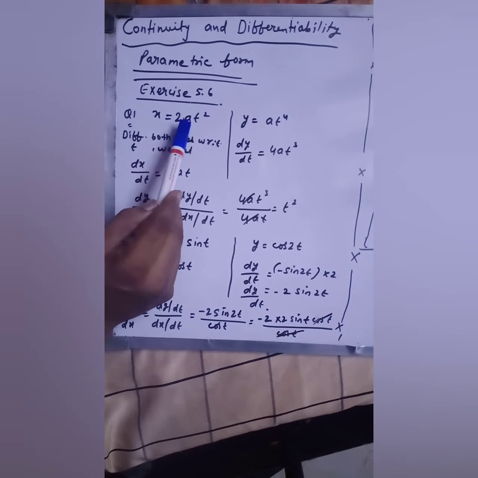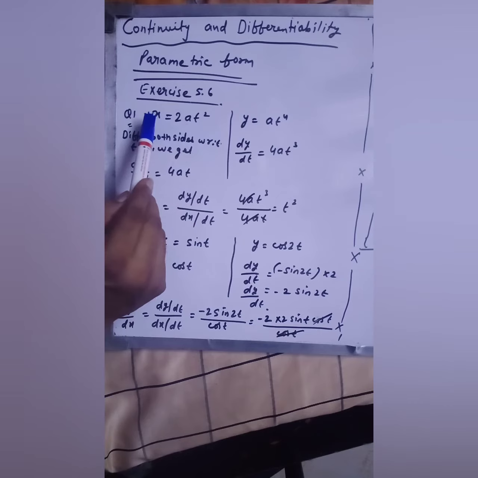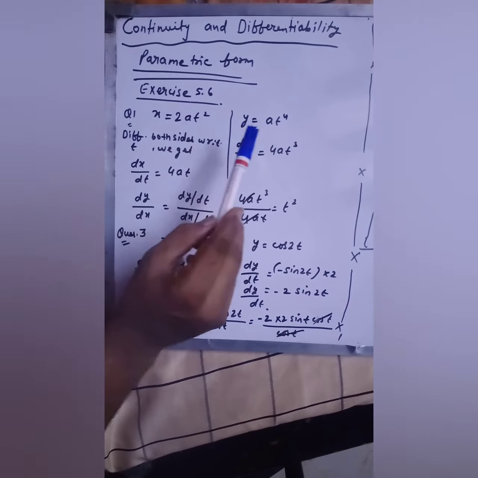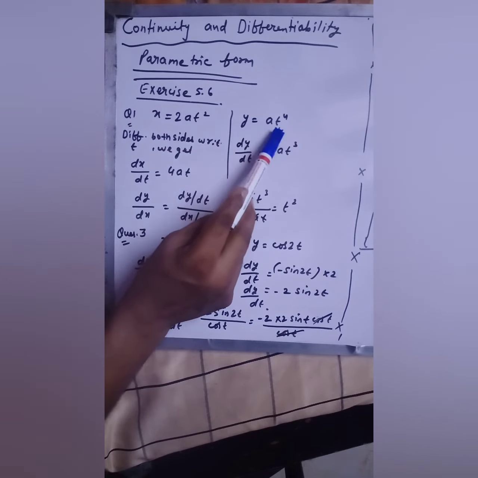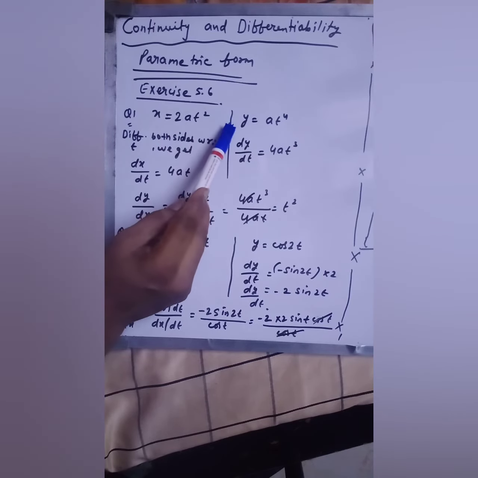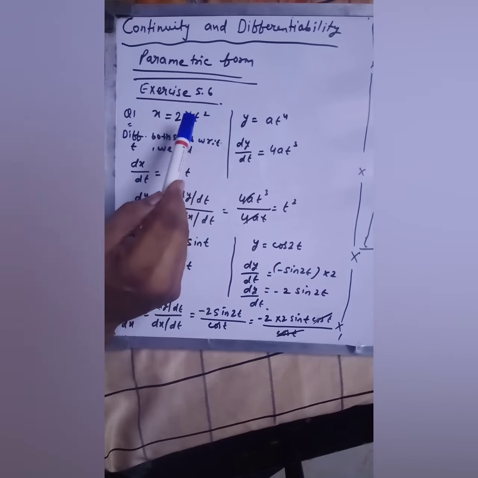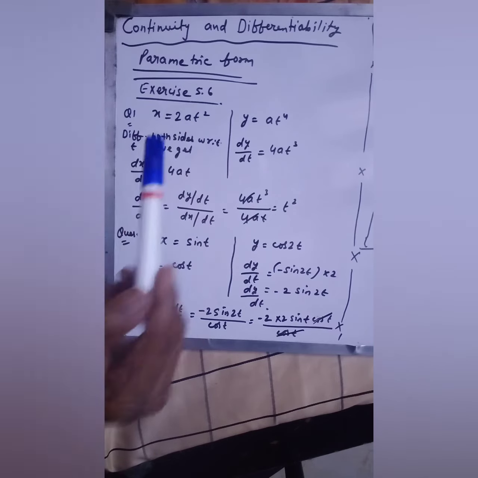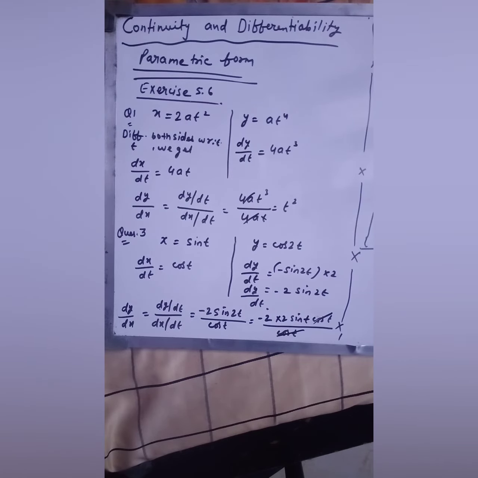Here x is equal to 2at square. Here x is given in terms of t, and the value of y is also given in terms of t. So here we have two variables x and y, and both are expressed in a third variable t. This kind of form is known as parametric form.